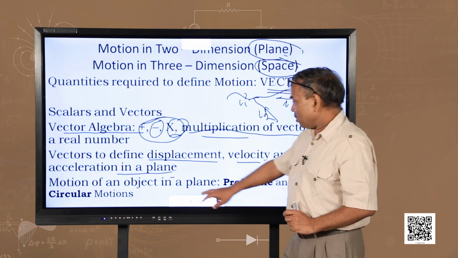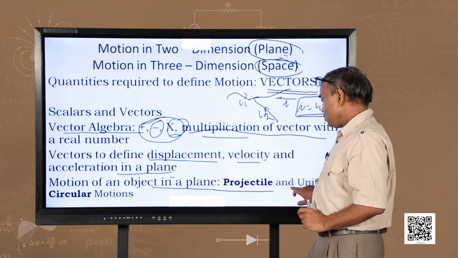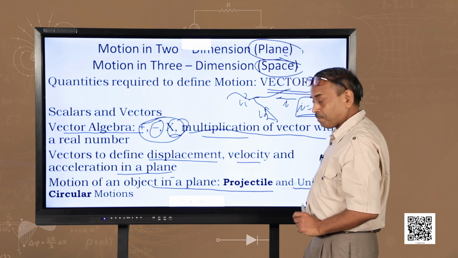Now, motion of an object in a plane requires vectors. Projectile motion and uniform circular motion are examples of it.